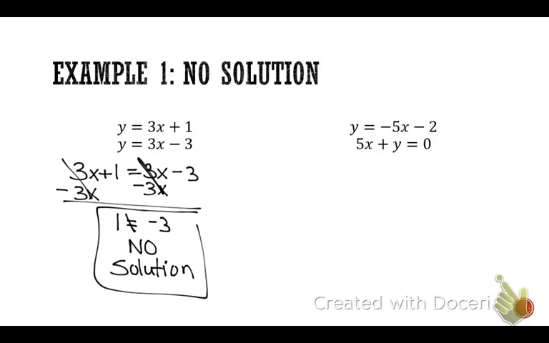All right, go ahead and write down your second system. Y equals negative 5x minus 2 and 5x plus y equals 0. As you're writing it down, I want you to think, should I do graphing, elimination, or substitution? Don't say it out loud. Write down the system and think, what method would you choose? Got it written down?